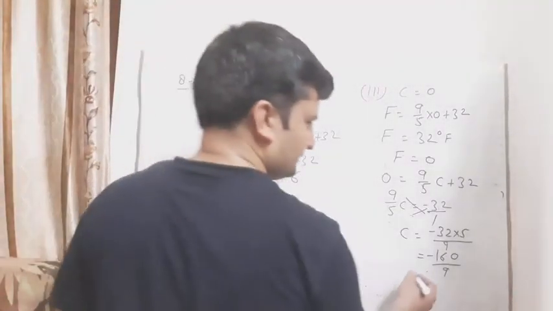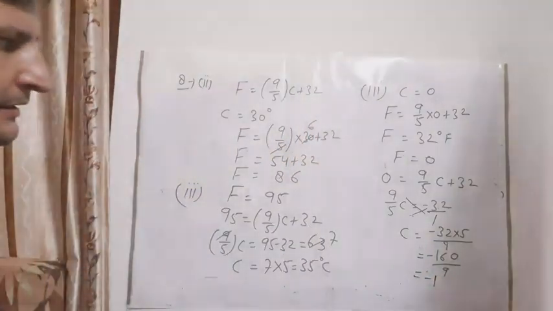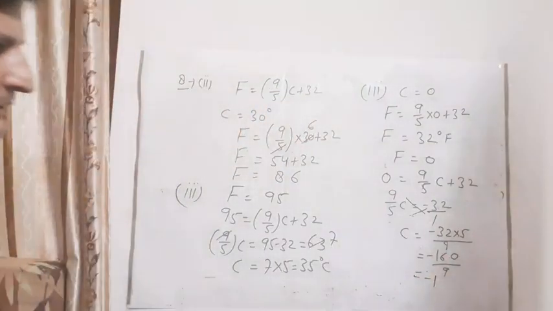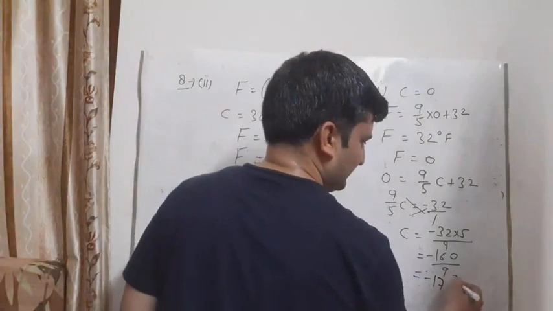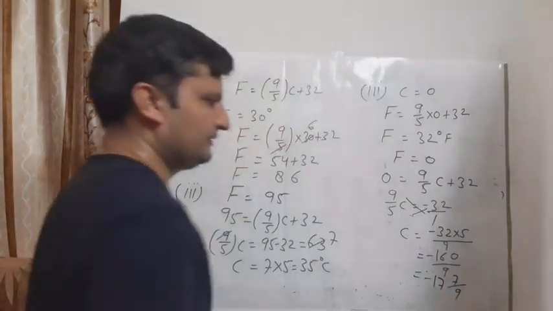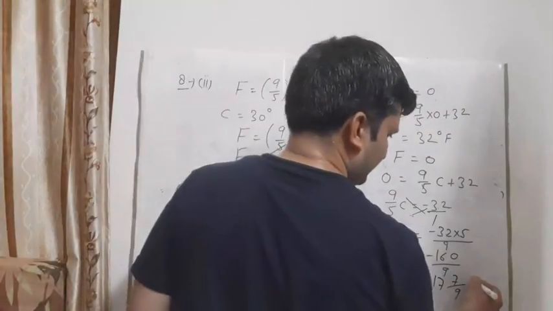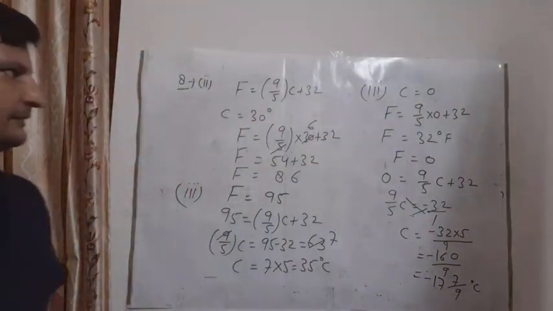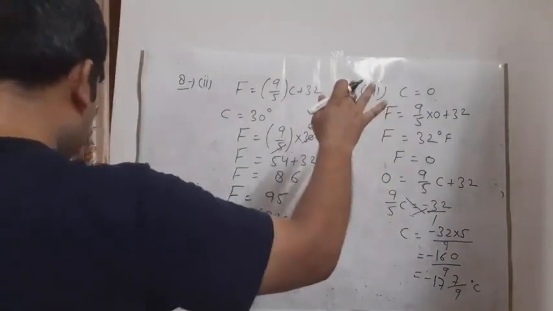So 9 times 17 is 153, what is left? 7. So 7 left. That means -17 whole 7 upon 9 degrees Celsius. This is the answer of the fourth part.